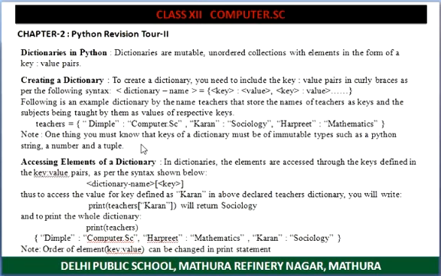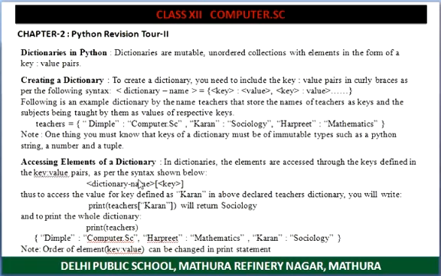Every teacher name is associated with a subject. One thing you must know is that the key of a dictionary must be of immutable type. Key should be of immutable type such as string, number and tuple. Key is immutable type means it cannot be changed. Dimple, Karan or Preet cannot be changed. It is of immutable type, meaning string, number and tuple.